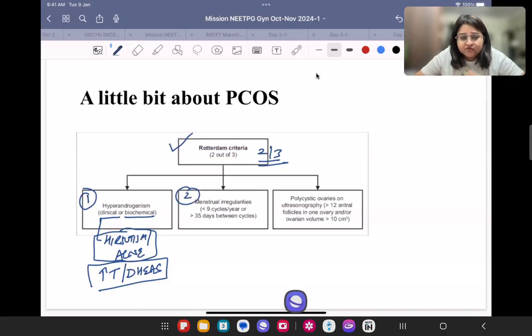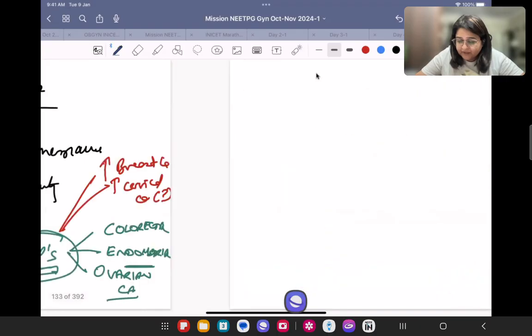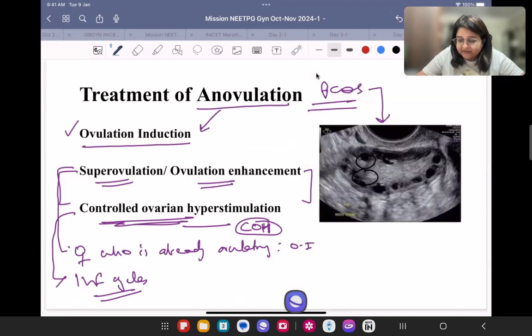So raised testosterone or DHEAS levels or clinical evidence of hirsutism or acne. The second thing is menstrual irregularity. That means delayed cycles, that is oligo-ovulation or anovulation. That is the second criteria. And the third criteria is polycystic morphology. What I just showed you, that ultrasound with this necklace pattern. This is called a polycystic ovary or polycystic morphology. It's not paracetamol, it's polycystic. Thank you, Krishna. Polycystic morphology means this kind of ovary.